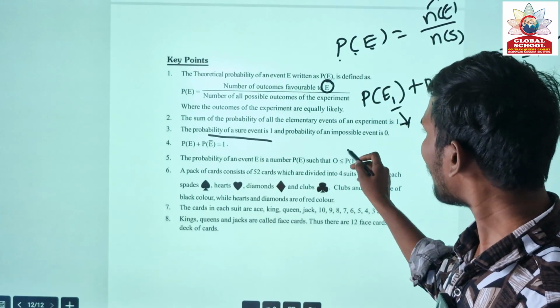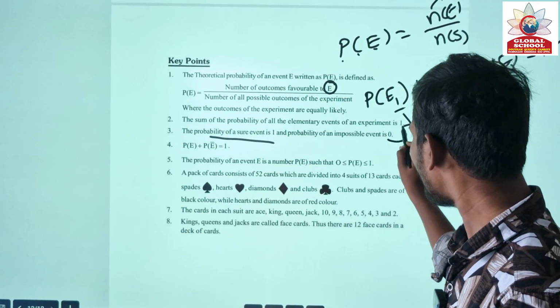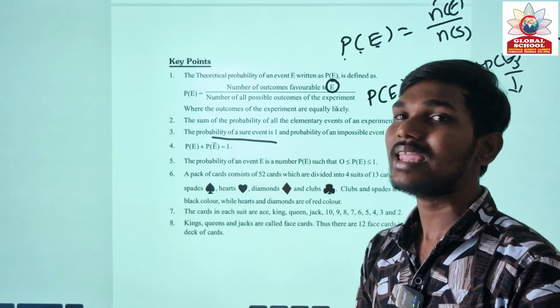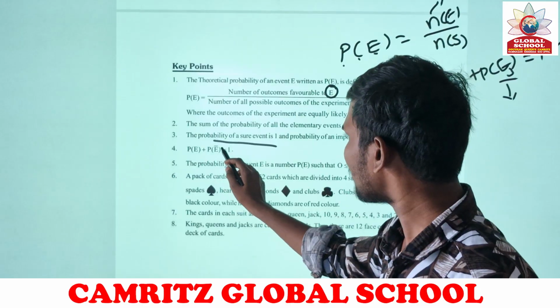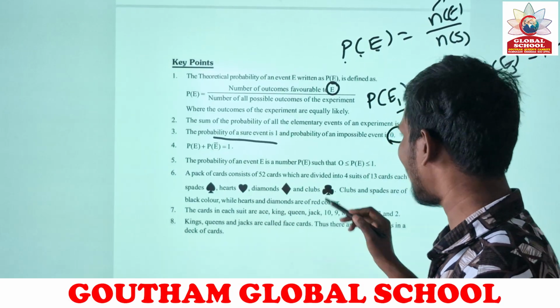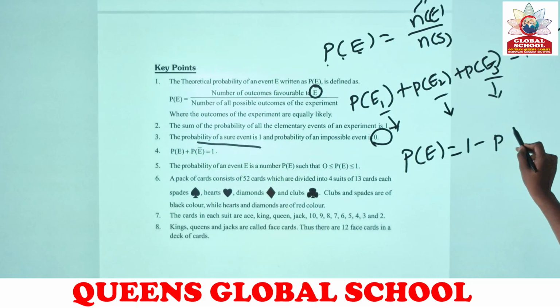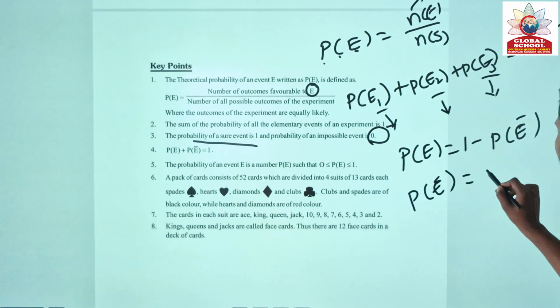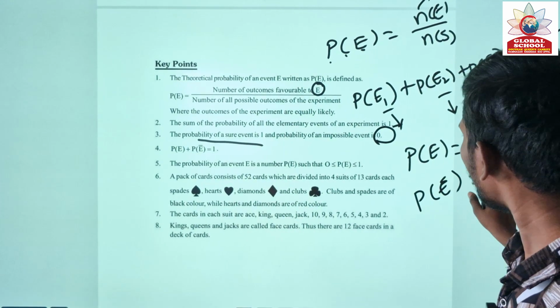The probability of an impossible event, an event that does not occur, becomes 0. P of E plus P of E complement: E complement means the opposite of E. P of E plus P of E complement is equal to 1. That means P of E is equal to 1 minus P of E complement, and P of E complement is equal to 1 minus P of E. This is the formula we can find.